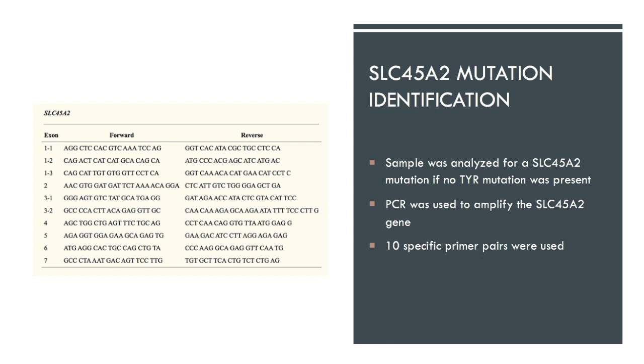The same goes for the SLC45A2 gene. PCR was used to amplify the entire gene, which included all 7 coding exons and intronic flanking regions. 10 specific primer pairs were used to amplify specific mutation sequences so that the mutations could be identified within the gene.